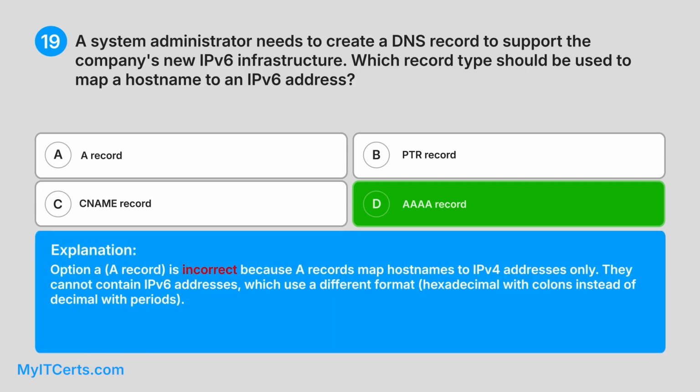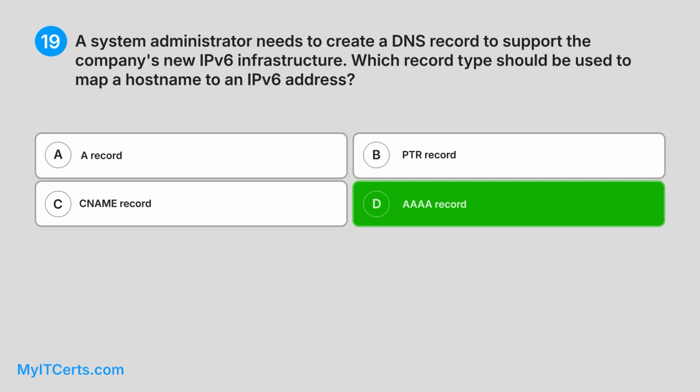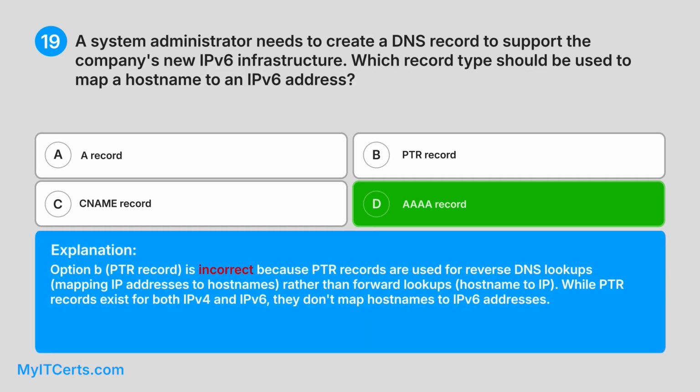Option A, A record, is incorrect because A records map host names to IPv4 addresses only. They cannot contain IPv6 addresses, which use a different format, hexadecimal with colons instead of decimal with periods. Option B, PTR record, is incorrect because PTR records are used for reverse DNS lookups, mapping IP addresses to host names, rather than forward lookups, host name to IP. While PTR records exist for both IPv4 and IPv6, they don't map host names to IPv6 addresses.